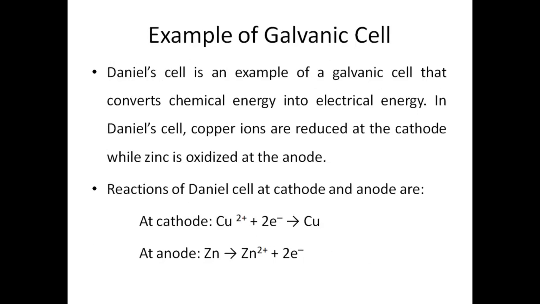One of the very popular examples is Daniel's cell. The figure that you saw in the first slide, that is copper on one side and zinc on the other. So Daniel's cell is an example of a galvanic cell that converts chemical energy into electrical energy. In Daniel's cell, copper ions are reduced at the cathode and zinc is oxidized at the anode. So the reactions taking place are that copper ions take up electrons and change into copper atoms, and zinc loses electrons and converts into zinc ions. So that is the reaction that takes place in the Daniel cell. So Daniel cell is one of the very popular examples of a galvanic cell.